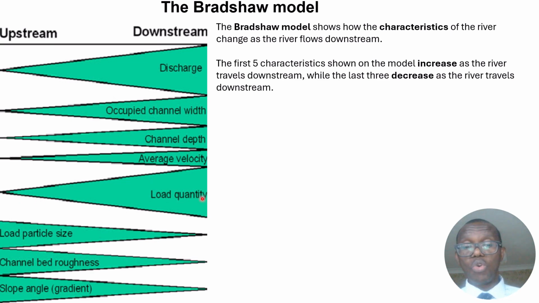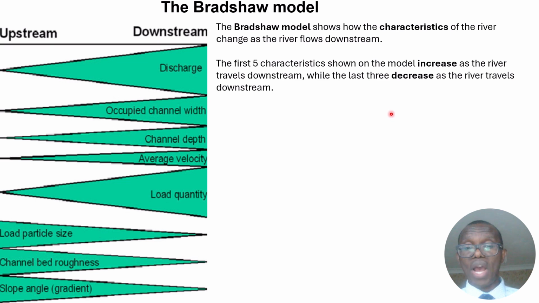Then we have the load quantity. So load quantity here refers to the amount of sediment that is being carried by a river. And because it's eroding as it goes through, it's going to end up picking up a lot more material. It has more energy. It continues to pick up a lot more material. So towards the end of the river, it's likely to be carrying a very heavy load, which will be deposited towards the end there.